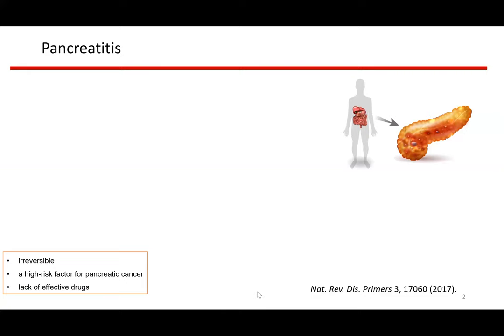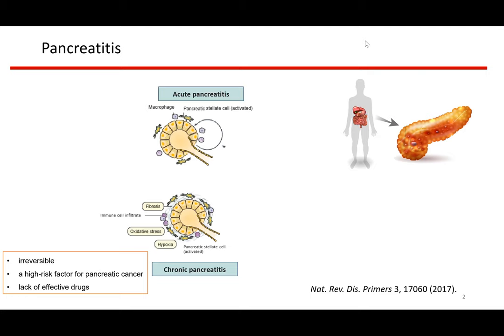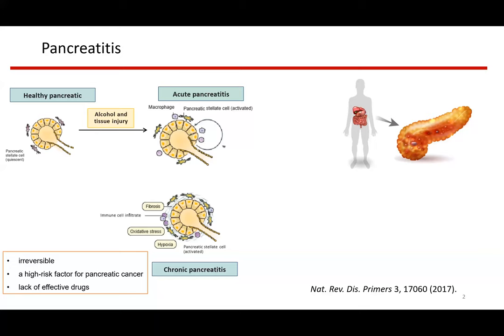First of all, I will introduce what pancreatitis is. Pancreatitis is a major inflammatory disease of the pancreas. It usually has acute and chronic forms. The acute form is a new onset inflammation occurring in a previously uninflamed pancreas that may cause damage to the pancreas. Around 21% of patients who suffer a first acute pancreatitis will develop recurrent acute pancreatitis. Of those who develop recurrent acute pancreatitis, about 36% will develop chronic pancreatitis. So pancreatitis is a high risk factor for pancreatic cancer and lacks effective drugs.